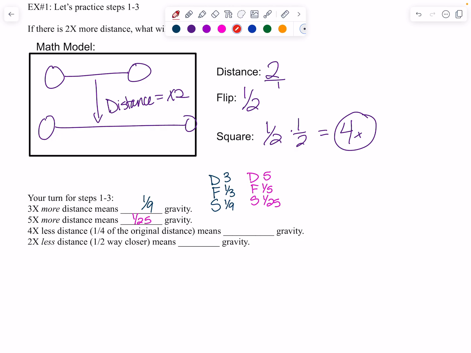But if I start with less distance, or 1/4 of the original distance, I'm going to start with a fraction. So if it is 1/4 the distance, it's closer. My flip becomes 4, and my square becomes 16 times the amount of gravity. And same thing for that last one. If it's halfway closer, half the distance, my distance is 1/2, my flip is going to be 2, my square is then going to be 4, and I would have 4 times the amount of gravity.